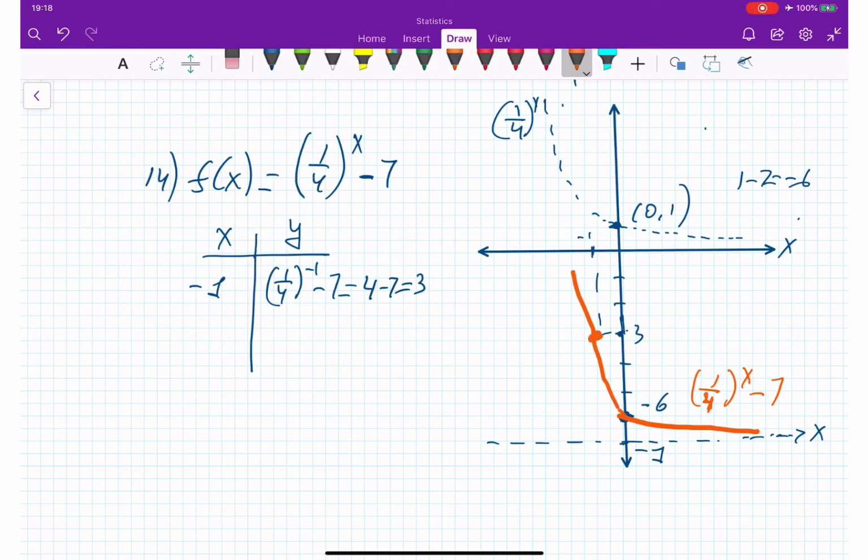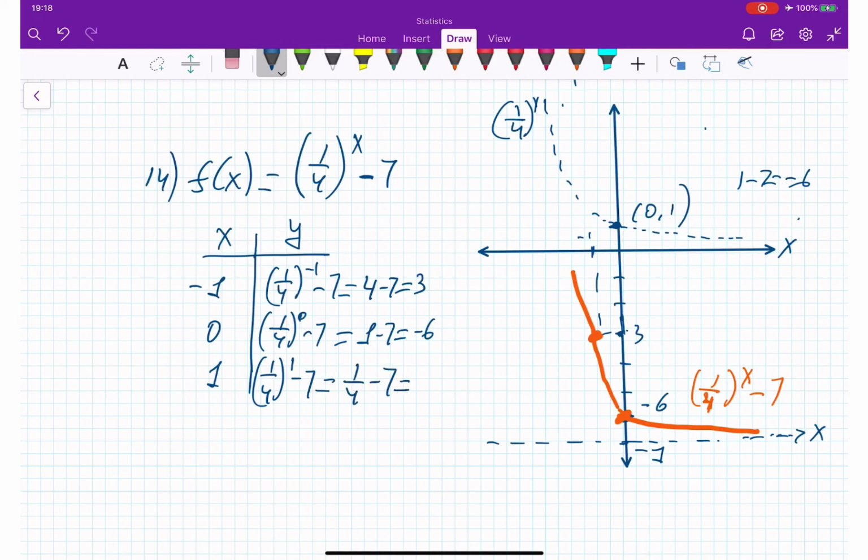Next is when x is 0. 1/4 to power 0 minus 7, which is going to be 1/4 to power 0 is 1, minus 7 is going to be negative 6. Here we have this one because we calculated, right? 0, negative 6. And we have positive 1. It's going to be 1/4 to power 1 minus 7, which is going to be 1/4 minus 7. It's going to be negative 6 and 3/4.